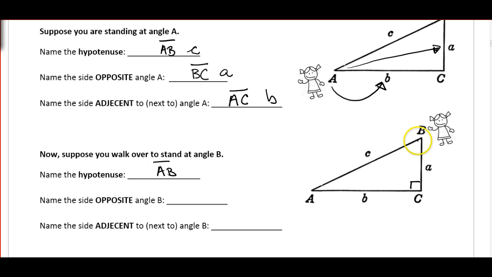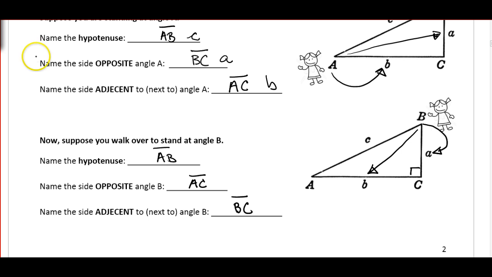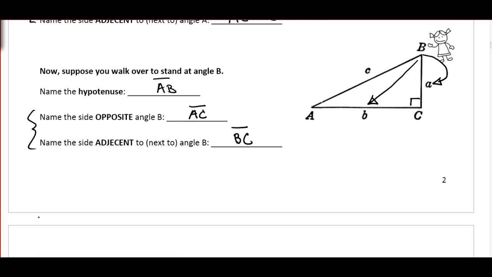Now the side opposite to the acute angle that Sally is standing at, we're going to go clear across the triangle to pick out the leg. That's going to be AC. And now the side adjacent to her, the side next to her, is side BC. So let's take a look at what happened here and here with the opposite and adjacent depending on which acute angle she was standing at.